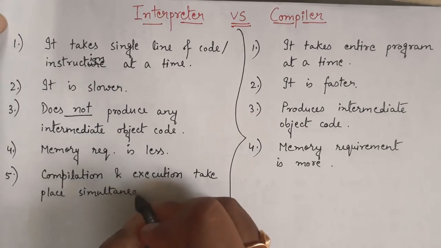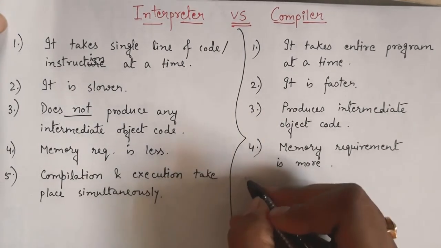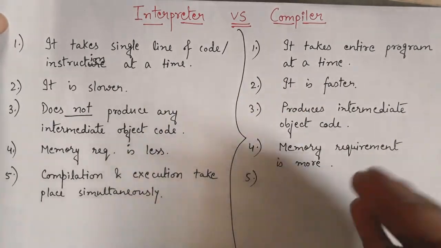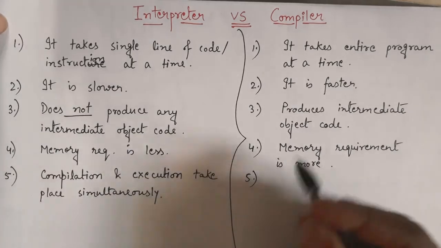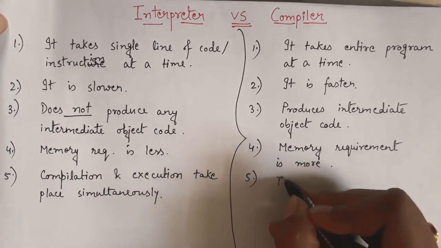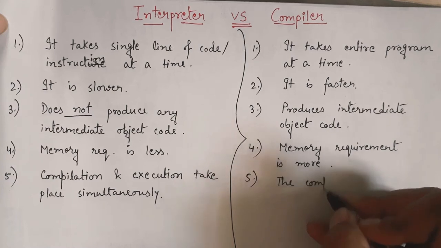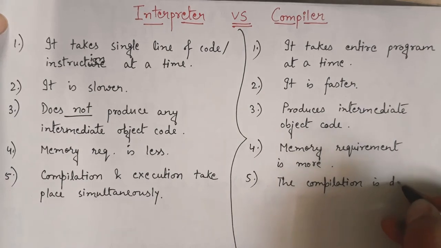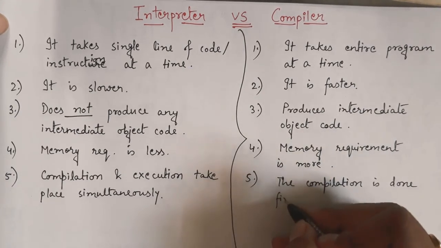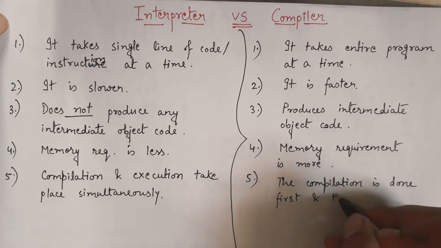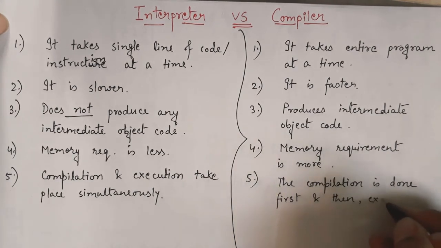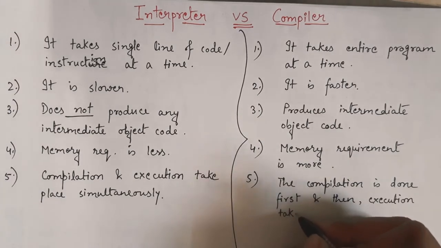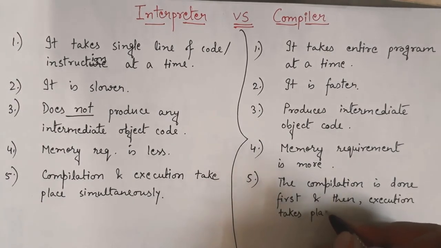I would wish that with me you also note it down somewhere. So we'll note it down together so that it will be easier for you to understand and take the points however we are discussing it. Whereas in compiler, the compilation is done before execution. The compilation is done first and then execution takes place. Right, this is the main difference between these two.